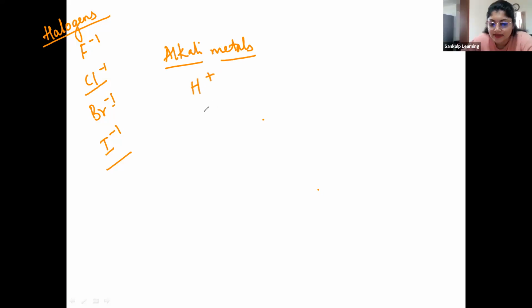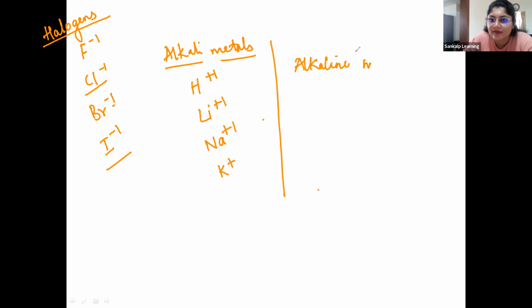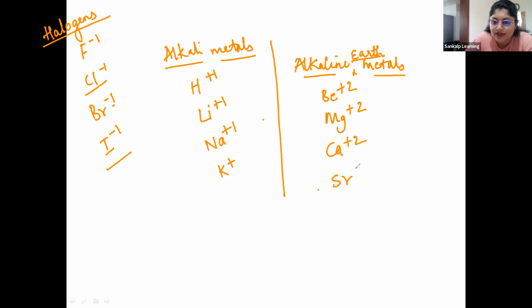Now in alkali metals: H plus, lithium plus, sodium plus, which is nothing but plus 1. So these are alkali metals. Then alkaline earth metals: beryllium +2, magnesium +2, calcium +2, strontium +2, barium +2.